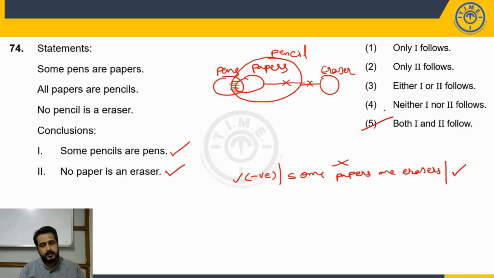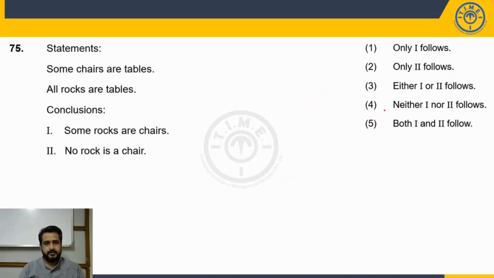In clerical exams they will give you easy ones. Next, we have been given only 2 statements. Some chairs are tables. Now the second statement, all rocks are tables. So rocks should be within the table. So here are the rocks. All rocks are tables. This is the basic diagram.